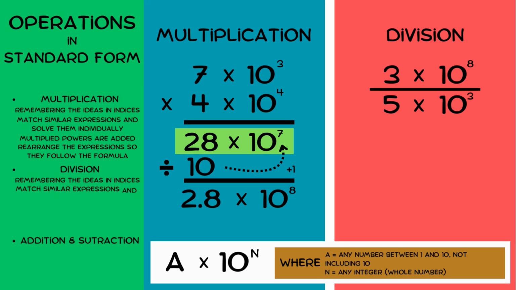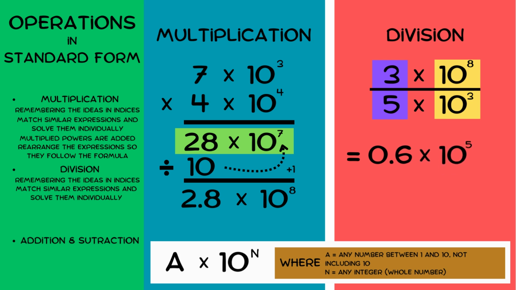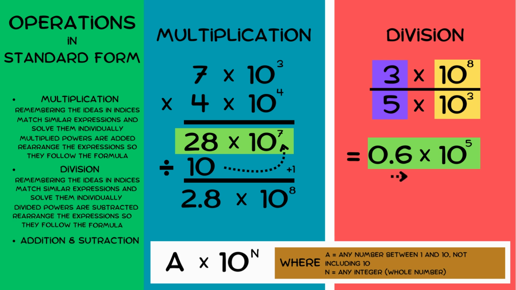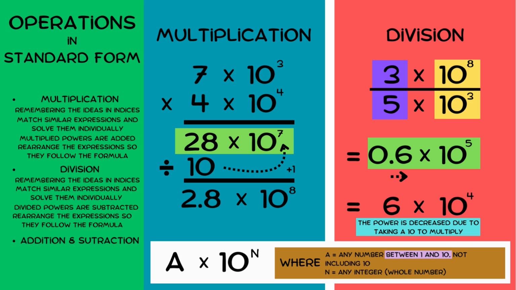Again, we must group similar expressions together. 3 divided by 5 would be 0.6, and 10 to the 8 divided by 10 to the 3 would be 10 to the 5, as divided indices are subtracted if the base is the same. Therefore, our answer will be 0.6 times 10 to the 5. Again, we would need to push the decimal to make the first number between 1 and 10, so the answer will be 6 times 10 to the power of 4. Note that we decrease the power in this case as we are multiplying the first number by 10 instead of dividing it.